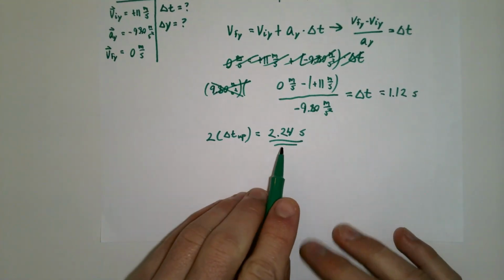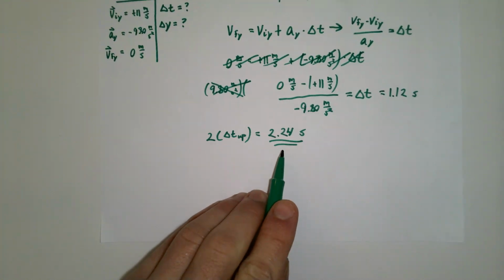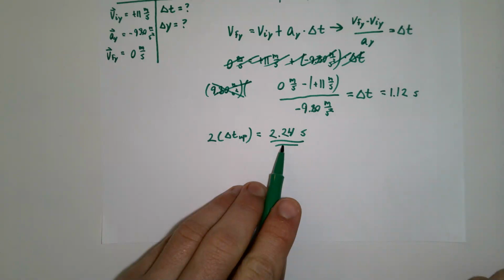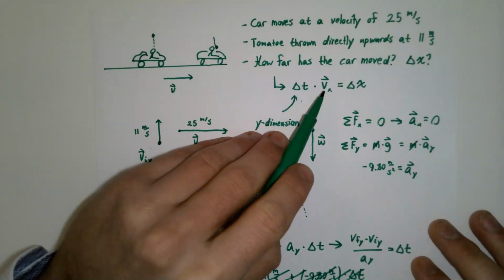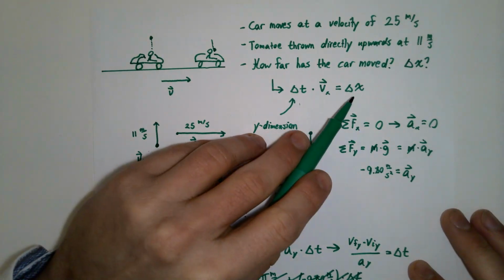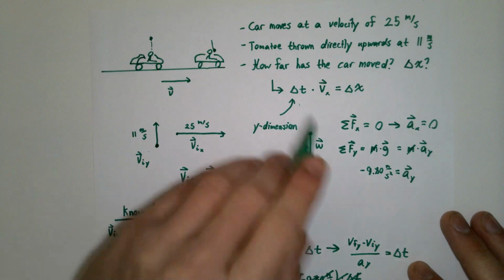We go back to our original theory for solving this problem. We said, well, if we can find the time that the tomato is in the air, which we have found, 2.24 seconds, and multiply that time by the velocity of the car, then we would find its displacement. I'll show briefly how we came to that conclusion, of course.